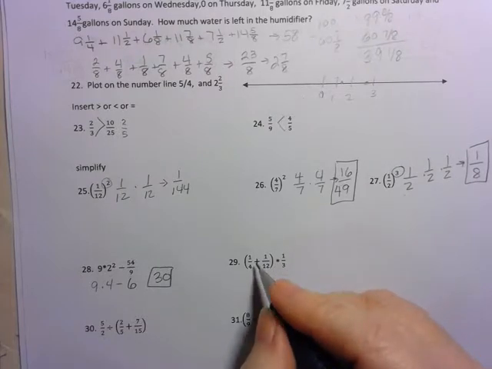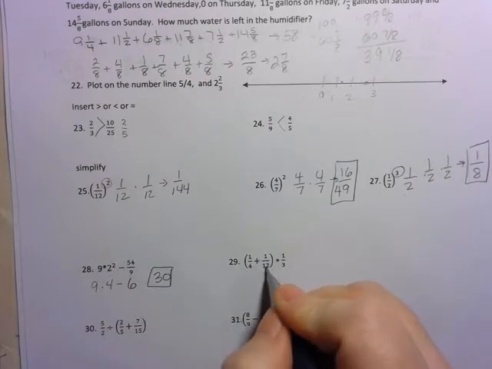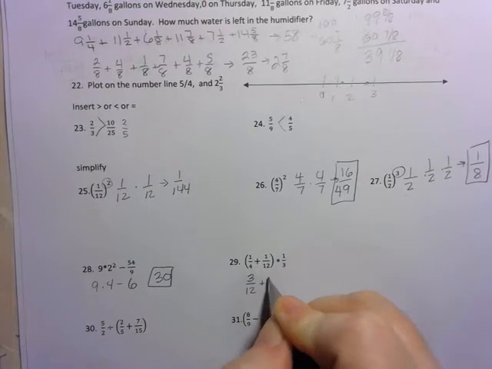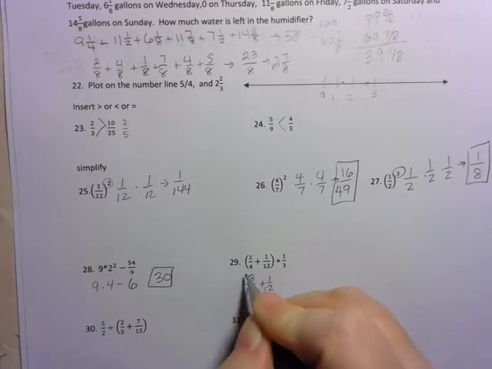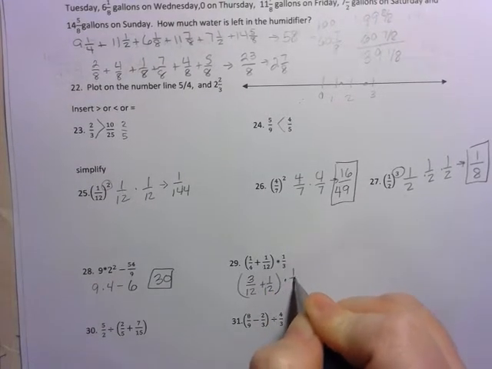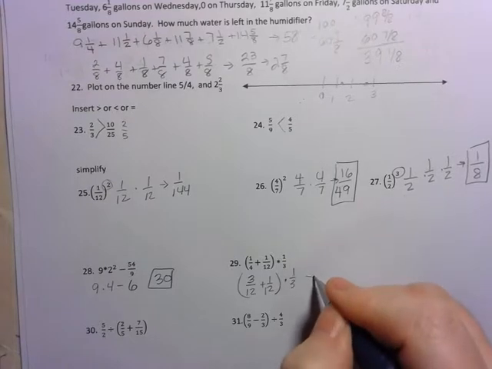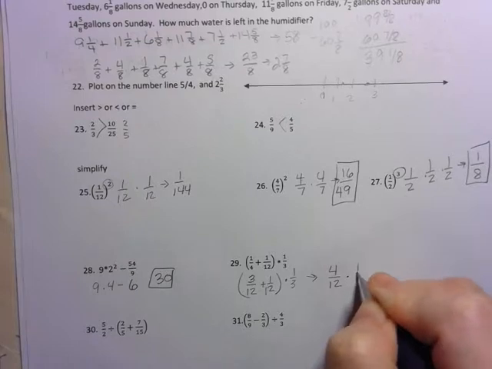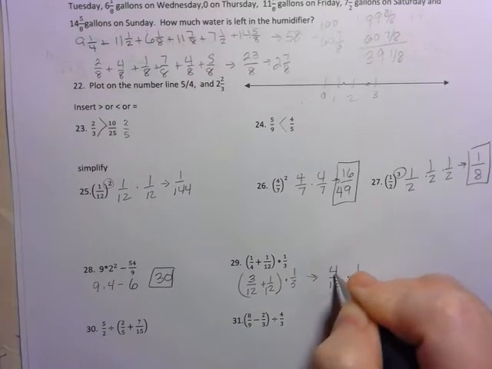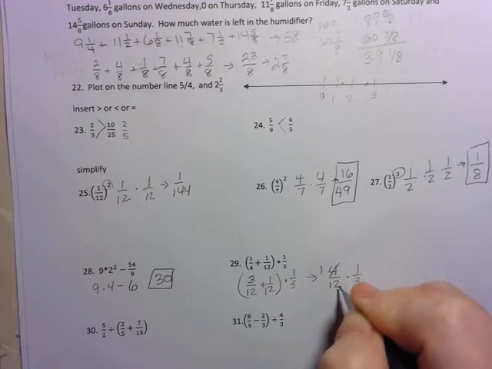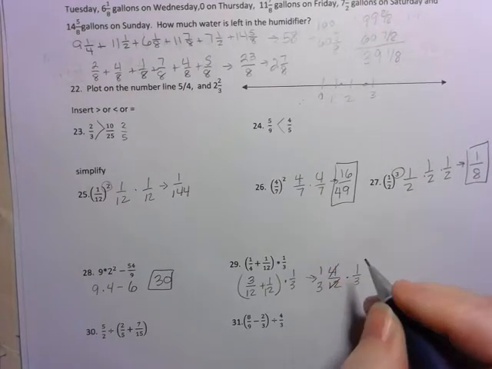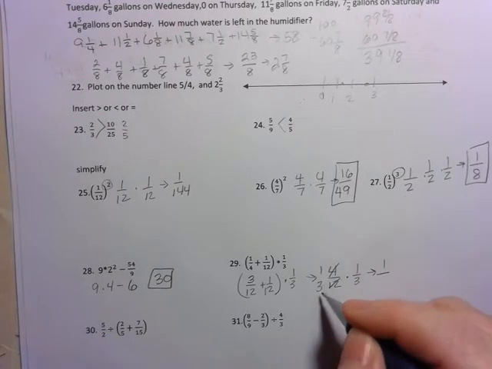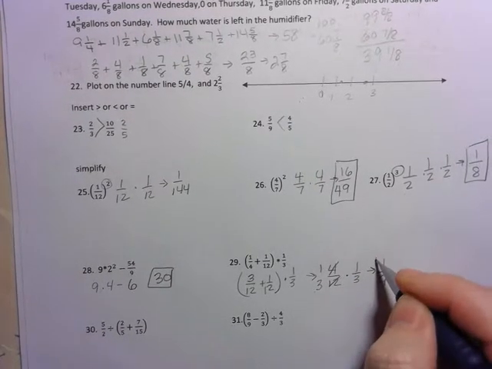Here I need a common denominator, which would be 12. So I'm going to have 3/12 plus 1/12 times 1/3. So that's going to be 4/12 times 1/3. I can reduce 4/12. 4 goes into 4 once, 4 goes into 12 3 times. 1 times 1 gives me 1. 3 times 3 gives me 9.